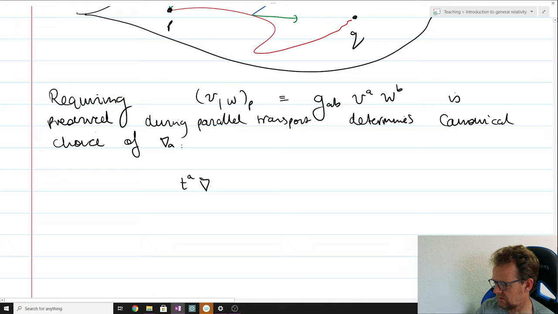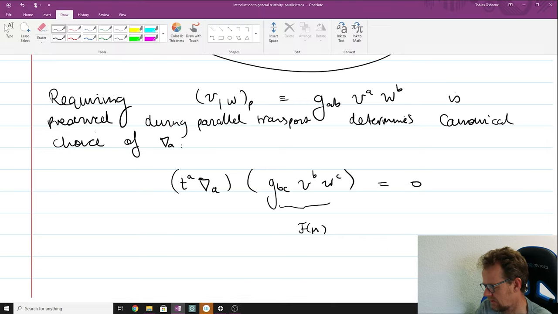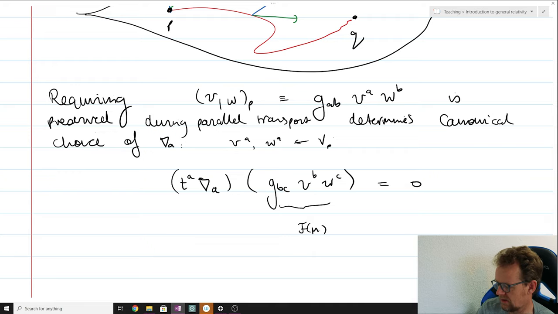The notion of parallel transport even works for scalar functions. g_bc v^b w^c is a scalar function on M. It's a nice smooth function on M. And the notion of parallel transport is defined for all tensors, and we just demand that that scalar function doesn't change along the curve. So we take two vectors, v^a and w^a, in the tangent space of P. We compute the inner product, we parallel transport them, and then we demand that the inner product between the parallel transported versions doesn't change.